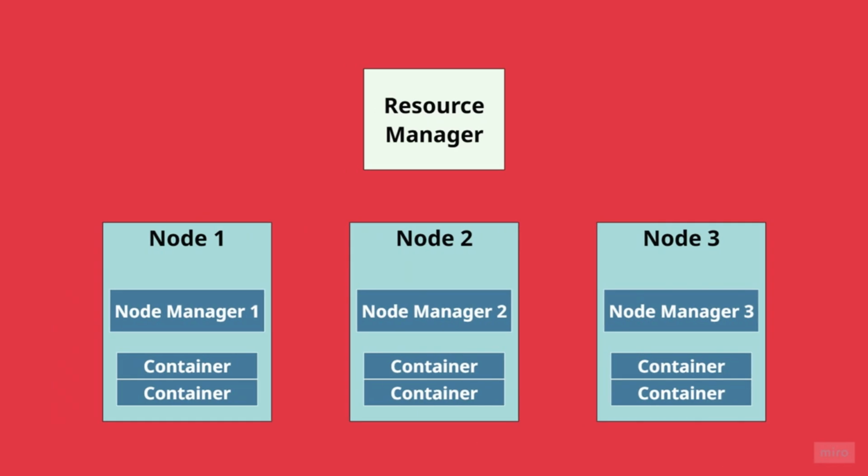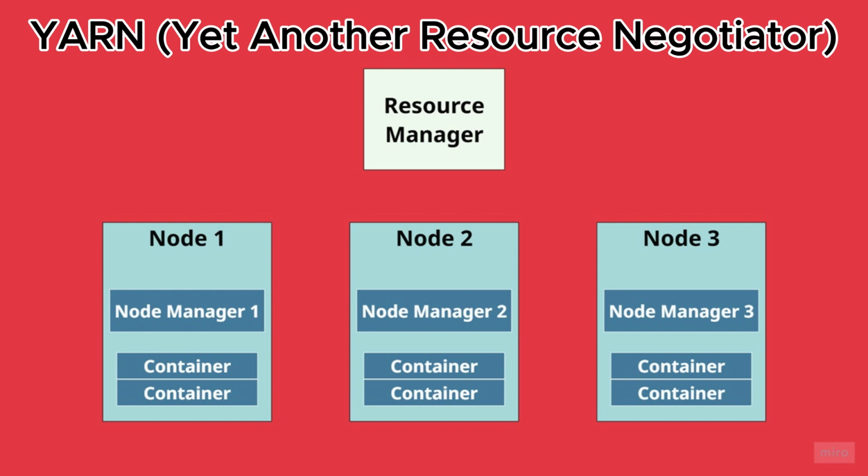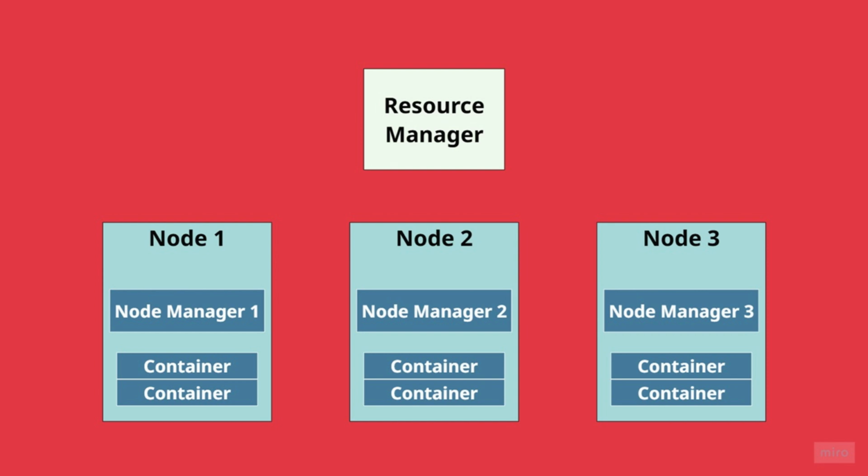Welcome. In this tutorial, we'll explore how Apache Spark leverages the power of Yarn, yet another resource negotiator, to run distributed data processing. We'll focus on two main deployment modes, client mode and cluster mode.